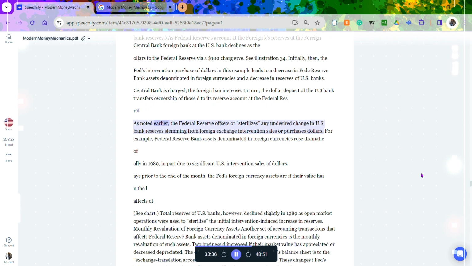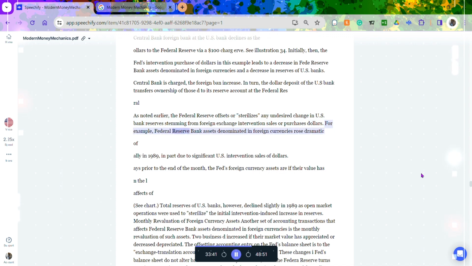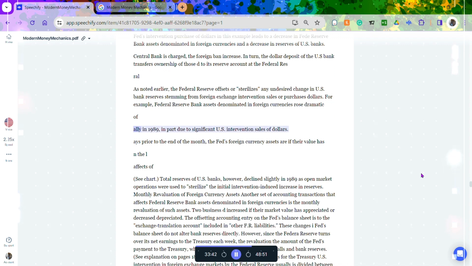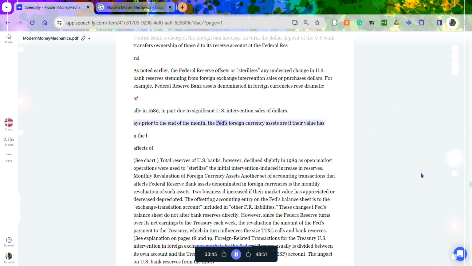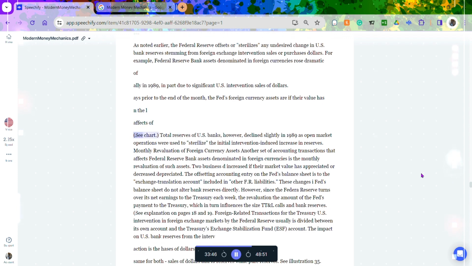As noted earlier, the Federal Reserve offsets or sterilizes any undesired change in U.S. bank reserves stemming from foreign exchange intervention sales or purchases of dollars. For example, Federal Reserve Bank assets denominated in foreign currencies rose dramatically in 1989, in part due to significant U.S. intervention sales of dollars. Prior to the end of the month, the Fed's foreign currency assets are revalued as their value has changed. See chart.